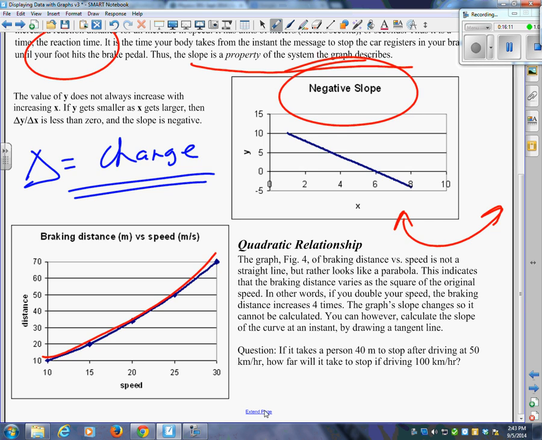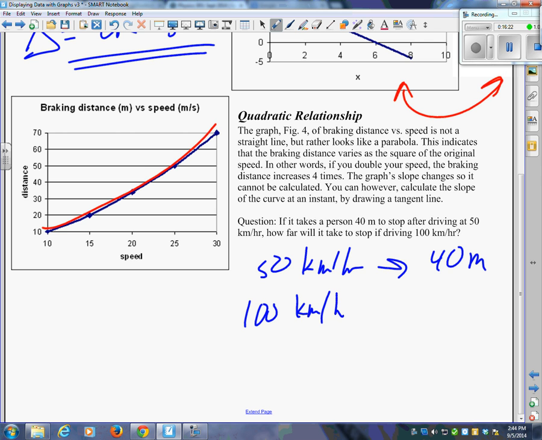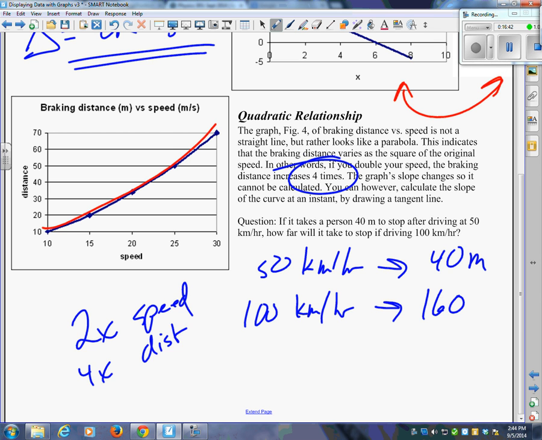What was the number? Like more than 80. 50 kilometers per hour means you take 40 meters to stop. So 100 kilometers per hour means how far to stop? 160. You multiply by 4. Double the speed equals 4 times the distance. Why is that?